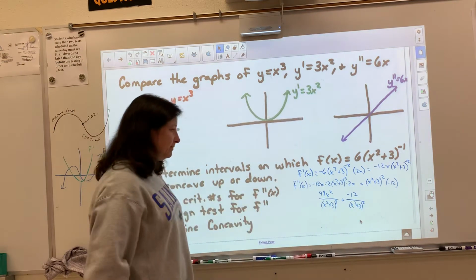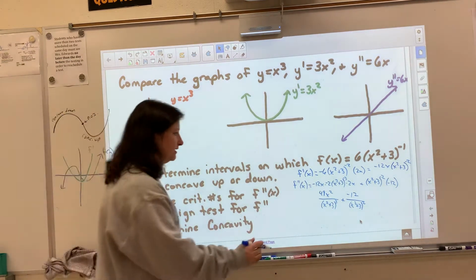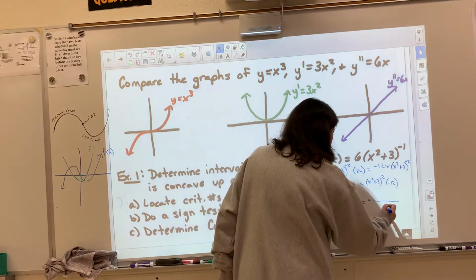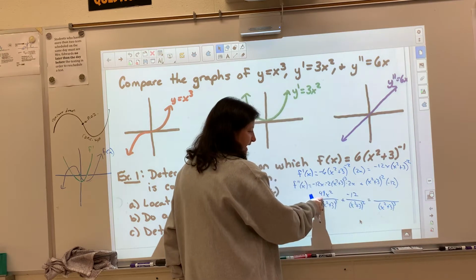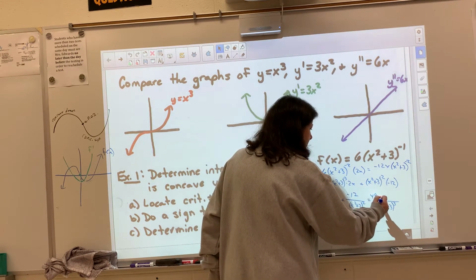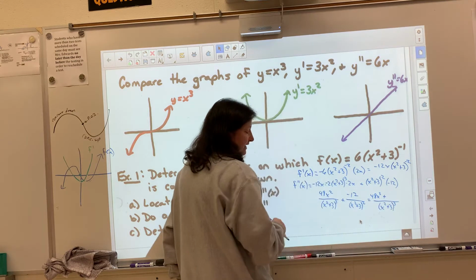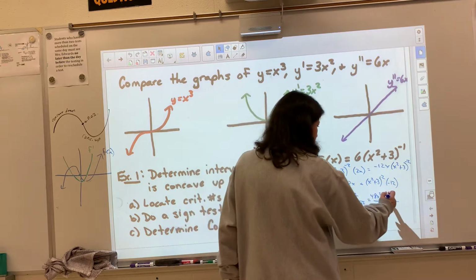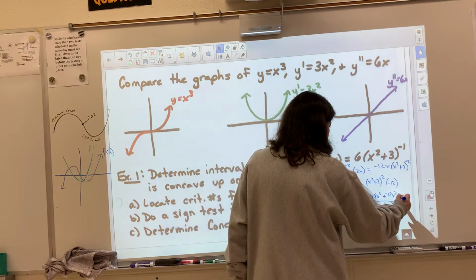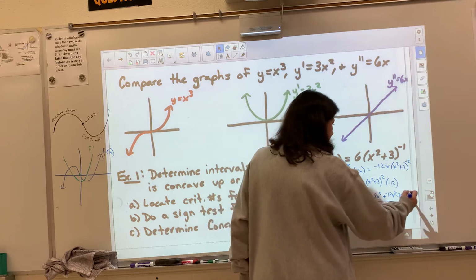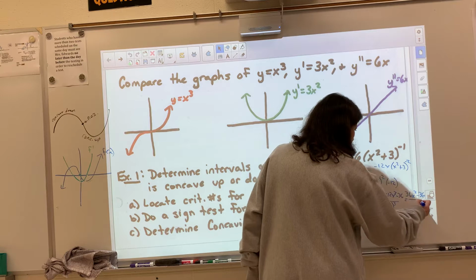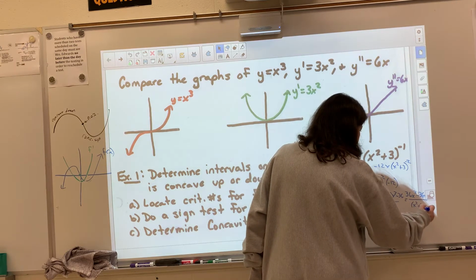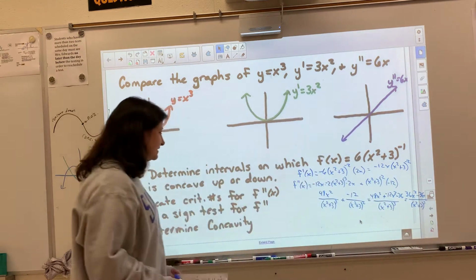What would the common denominator be? That's right, the common denominator would be (x squared plus 3) cubed. Nothing happens to the first fraction. What do I multiply the second denominator by? X squared plus 3, so -12 times (x squared plus 3) is -12x squared minus 36. So we end up with 36x squared minus 36 over the denominator. Okay, so that's my second derivative.